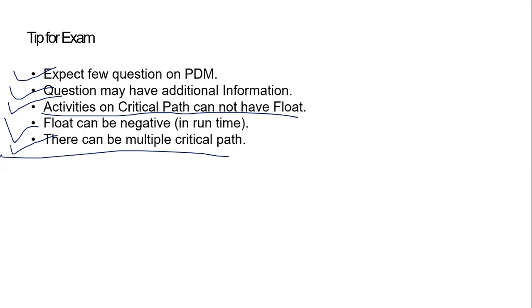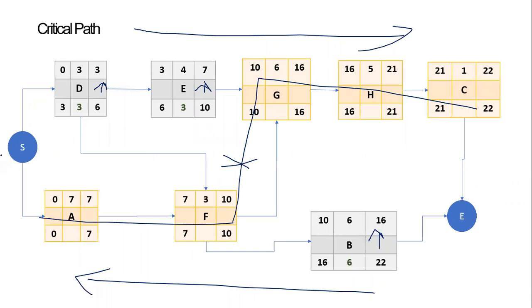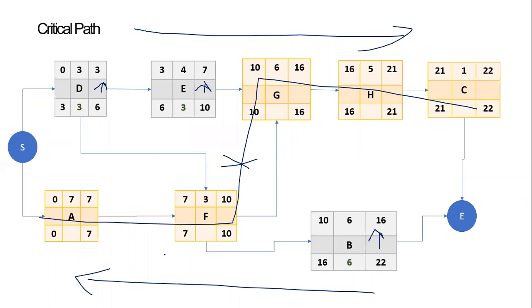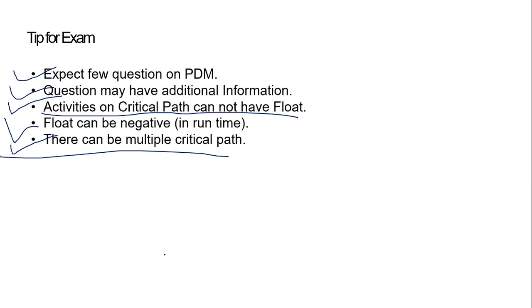Similarly, there can be multiple critical paths. It's not necessary that there will be only one. It's because we are talking about time, right? So if you go back to our example, you might have two paths which have 22 days, which is okay. In that case, both will be critical paths, and both will not have a float. That is going to be happening.